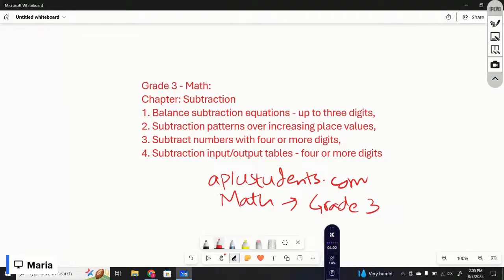We're going to start with the chapter subtraction. The lessons we're going to cover today are balance subtraction equations up to 3 digits, subtraction patterns over increasing place values, subtract numbers with 4 or more digits, subtraction input output tables 4 or more digits. So please make sure you have your notebook and pencil so that you can note down the important examples and definitions as well.